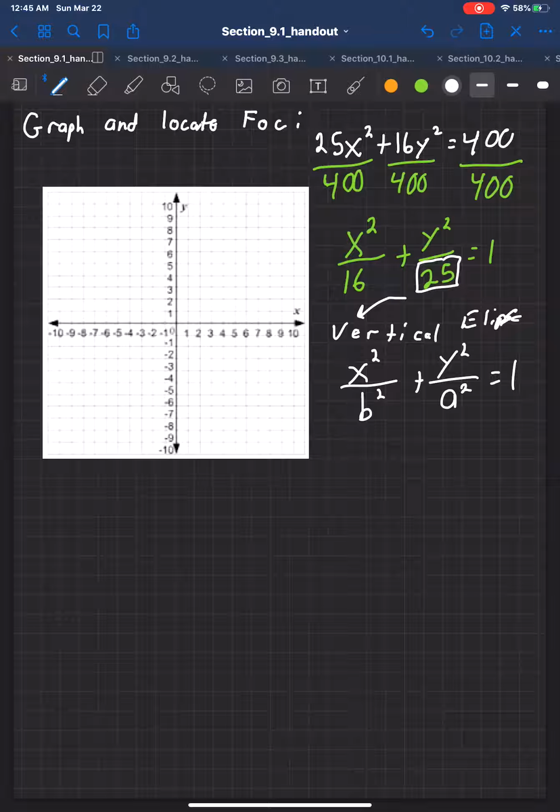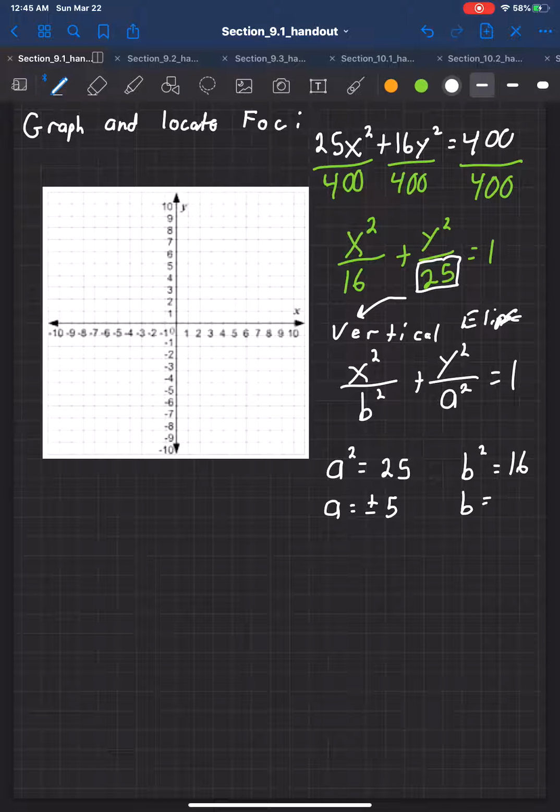And now we need to proceed to figure out how to graph it. So in this case we have a squared is equal to 25 and b squared is equal to 16. That would mean a is equal to plus or minus 5 and b is equal to plus or minus 4. Square root of both sides.